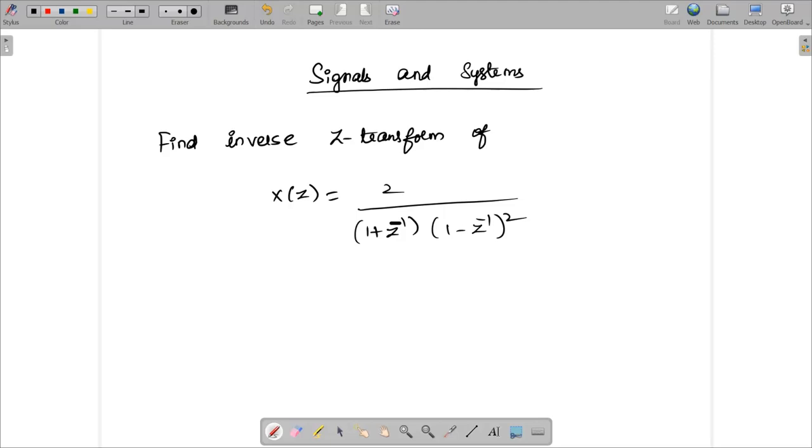Hello students, today we are going to see about inverse Z transform in signals and system. This is the problem. X of Z is equal to 2 by (1 plus Z inverse) into (1 minus Z inverse) the whole square. So we need to apply the partial fraction for the given problem.